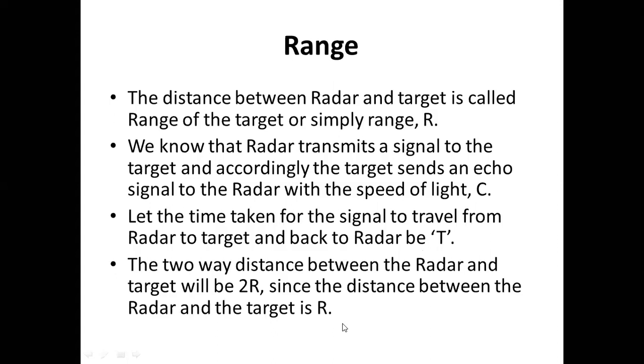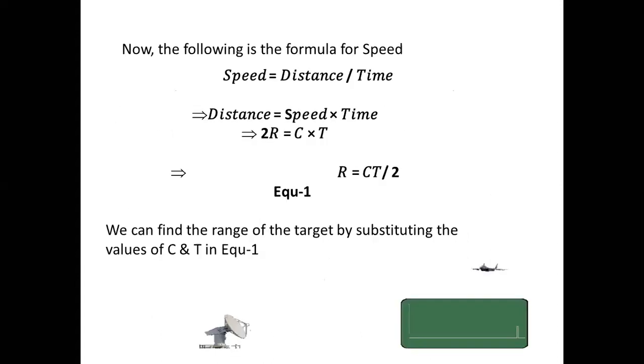Okay. First of all, you already know that range is nothing but the distance between the radar and the target. So if you want to find out the range, we need to know the distance between the radar and the target, and the speed of the signal. The speed we are going to represent as c. That is the speed of light. And next, how to calculate the distance?